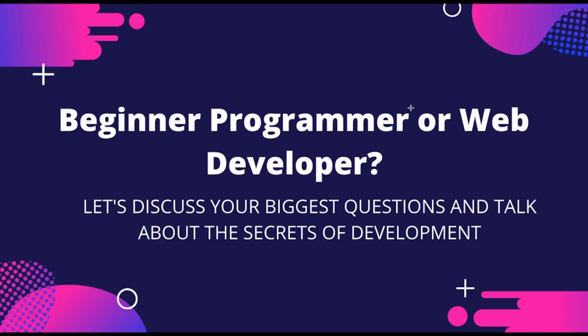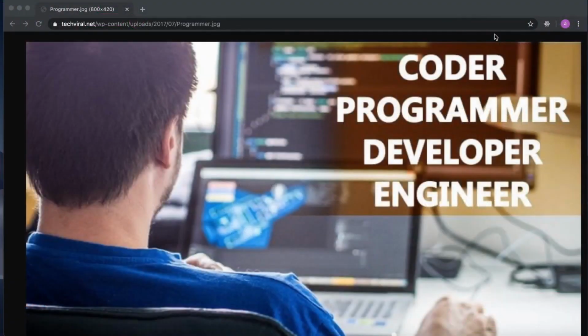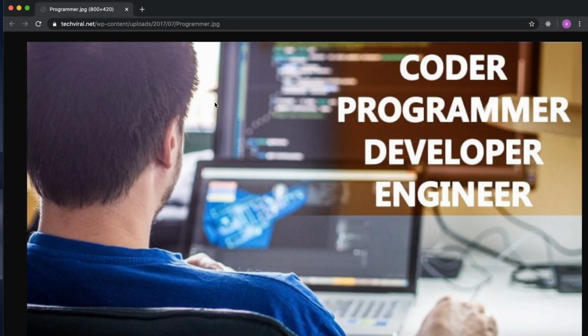Let's get started. So, when you are starting out in the field of programming and software development, these are some words that you come across commonly. Okay, and their differences can get confusing. So, we are not going to look at the dictionary meanings of these words, we are just going to look at how they are commonly used.